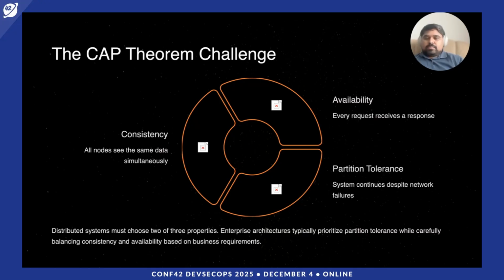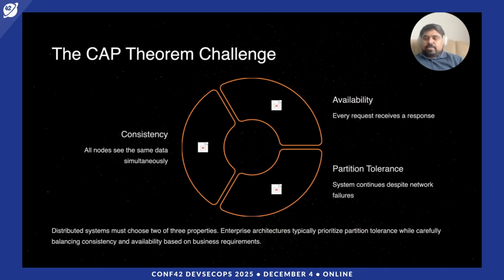Partition tolerance: the system continues despite network failures. Example, your data centers are split across countries. A fiber cut happens, and each side still continues operating even though the two cannot contact each other.